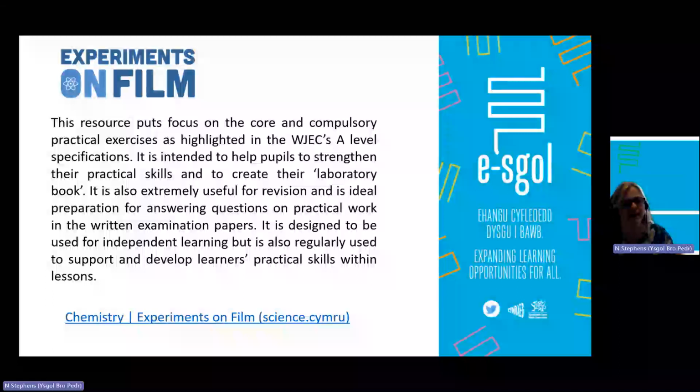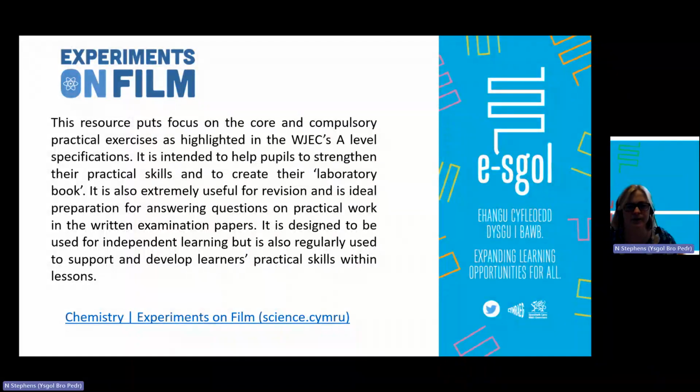So I put on that slide a link to the website that will take you directly to the chemistry practicals. Hopefully, if you aren't already familiar with it, it will be a useful resource that you can explore over the coming months leading up to your Unit 5 assessment.